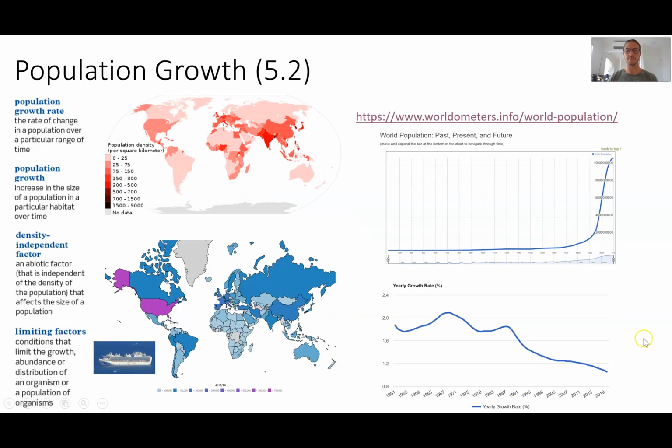So let's jump back into the presentation. Limiting factors are conditions that limit the growth, abundance, or distribution of an organism or a population of organisms. So there are two different types.